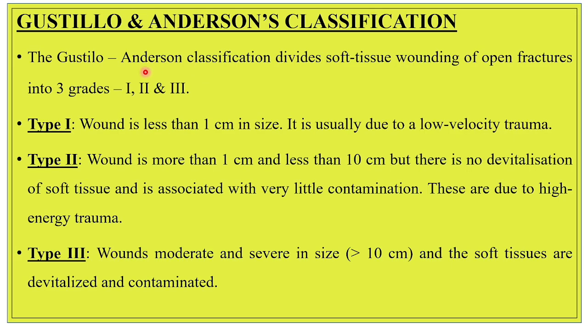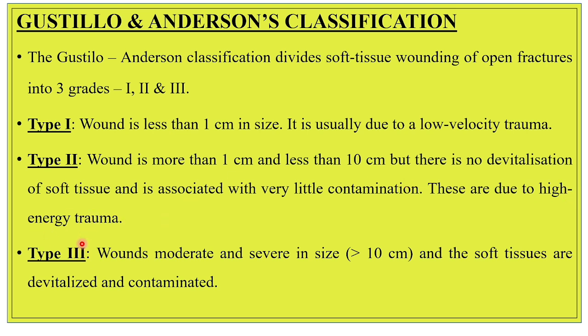And coming to the first classification, that is the Gustilo and Anderson classification. The Gustilo-Anderson classification divides the soft tissue wounding of open fractures into three grades: grade 1, grade 2 and grade 3. Grade 1 or type 1 is a wound less than 1 centimeter in size. It is usually due to low velocity trauma. Type 2 or grade 2 is a wound more than 1 centimeter and less than 10 centimeter, but there is no devitalization of soft tissues and it is associated with very little contamination. These are due to high energy trauma.